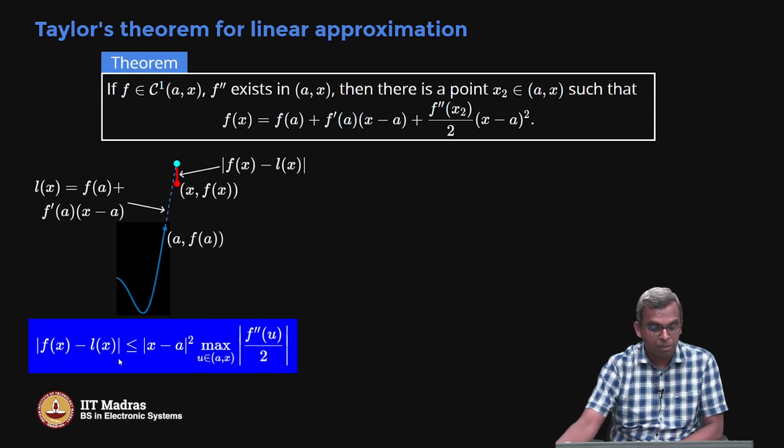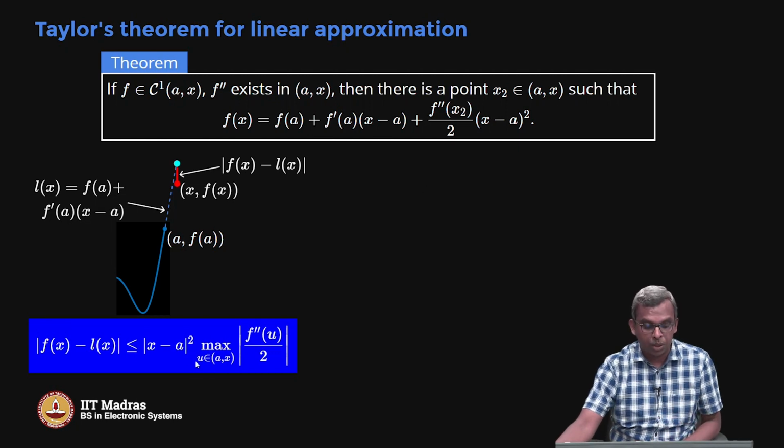Because of this wonderful form, f of x minus L of x gives me a condition like this: there is an x2 such that f of x minus L of x is equal to f double prime of x2 by 2 times x minus a whole squared. I don't know what this x2 is. It is going to keep depending on x. So I'm simply going to max over u in a, x of f double prime of u by 2, so I'll get an upper bound on this error.